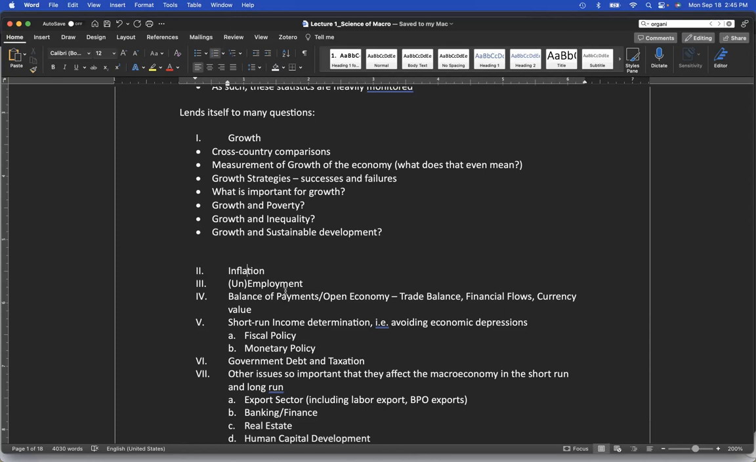So yeah, we have that kind of problem, the underemployment rate in the Philippines. Balance of payments, open economy, this itself is its own topic. It's called international macroeconomics, right? An entire course can be designed about this. We'll be talking about trade balance, financial flows, cross-border investments, exchange rate determination. All of these things are part of that.